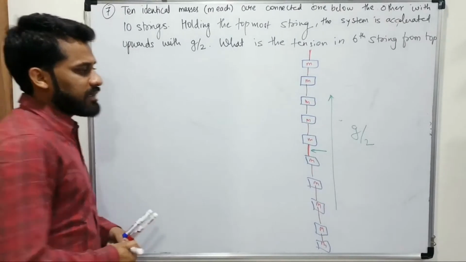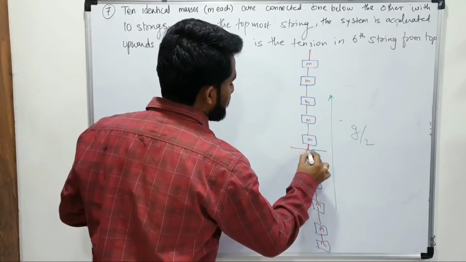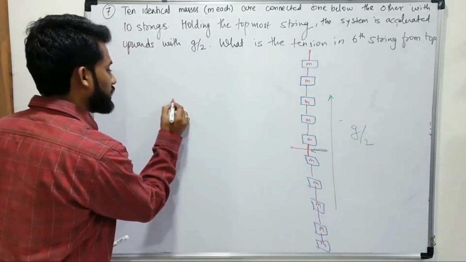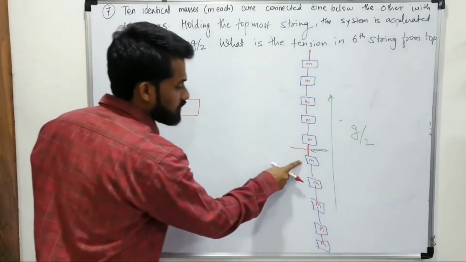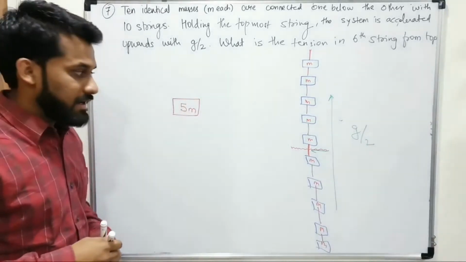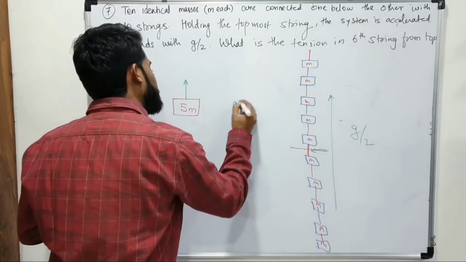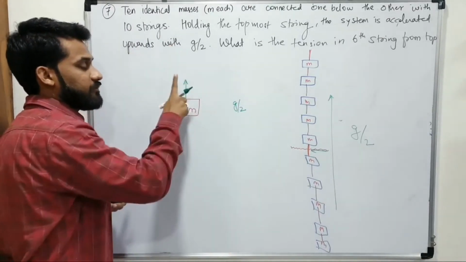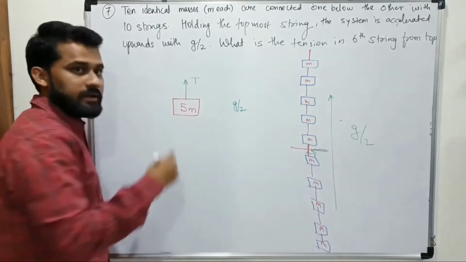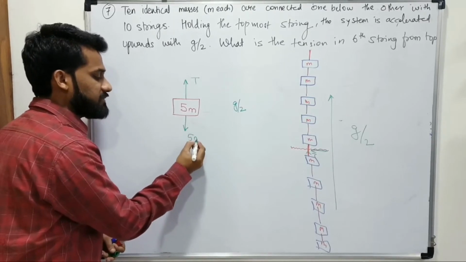Now to solve this, to find the tension at this particular place, I will draw the free body diagram of this system, cutting the string over here. If I cut the string over here, all 5 blocks, 1, 2, 3, 4, and 5, can be treated as 5m. And those 5 blocks are being accelerated upward with g/2 acceleration. So what is the upward force that is pulling it? That is the tension, right? When I cut it, I can show the tension over here. And the force in the downward direction is their self weight, which is 5 mg.